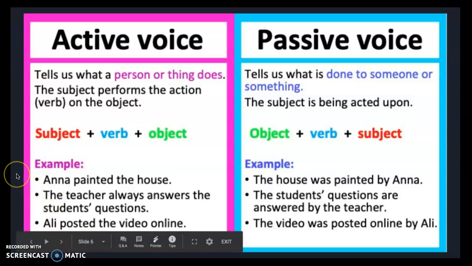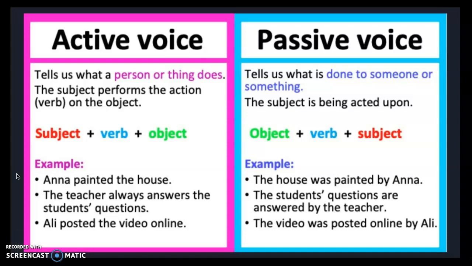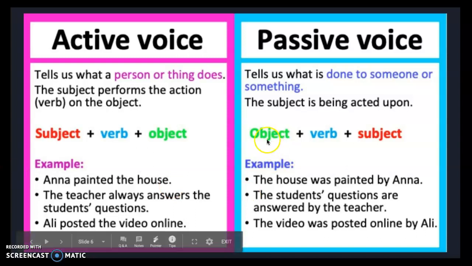Alright, let's go ahead and take a look at this graphic organizer. So active voice tells us what a person or thing does. The subject performs the action, verb, on the object. So it's subject plus verb plus object. And then for passive voice, it tells us what is done to someone or something. So it's the subject being acted upon. So we go object, then verb, then subject. So you can see here the order of the sentences are also quite different.